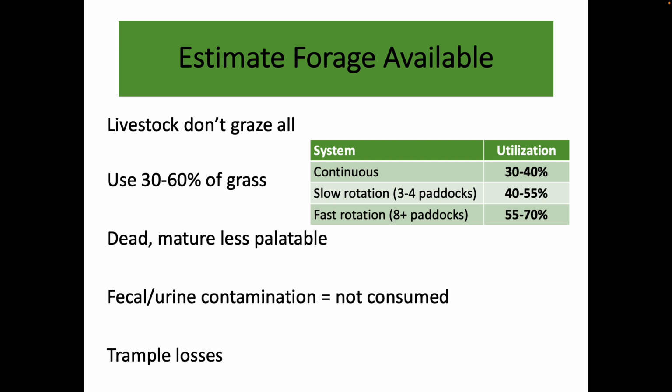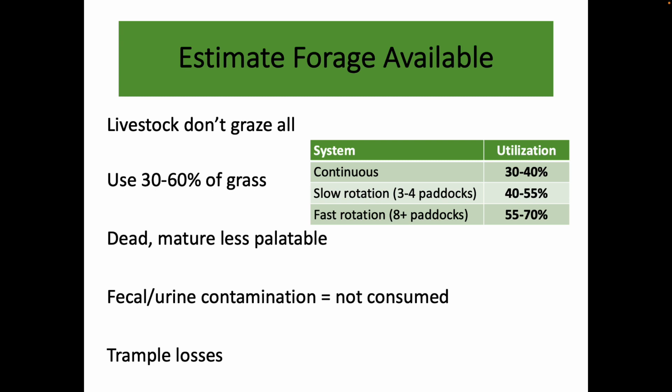So, if we're going to estimate the amount of forage available, which we've done already for you, we're going to walk through this. Remember, they're not going to graze everything, so we can't assume 100% utilization. They're going to use about 30 to 60% of the grass. Keep in mind, if we have dead forage, mature forage, that's less palatable to them, they're probably going to leave that behind. Fecal and urine contamination, those spots are not going to be consumed. Trampling losses, I've got some pictures a little bit later. If they're trampling over that forage, they're not going to eat it.